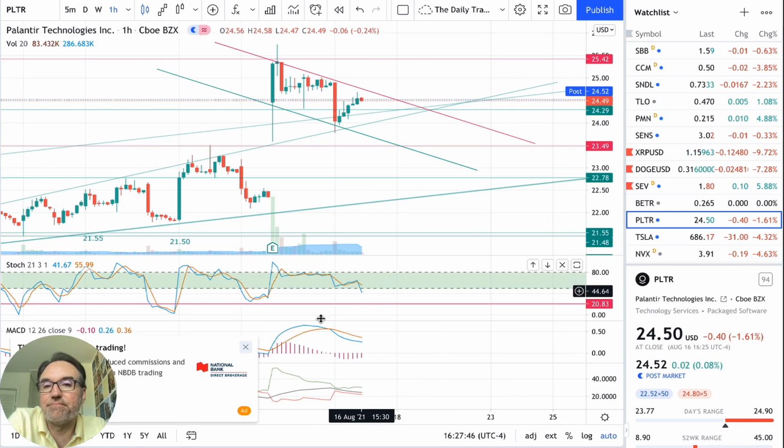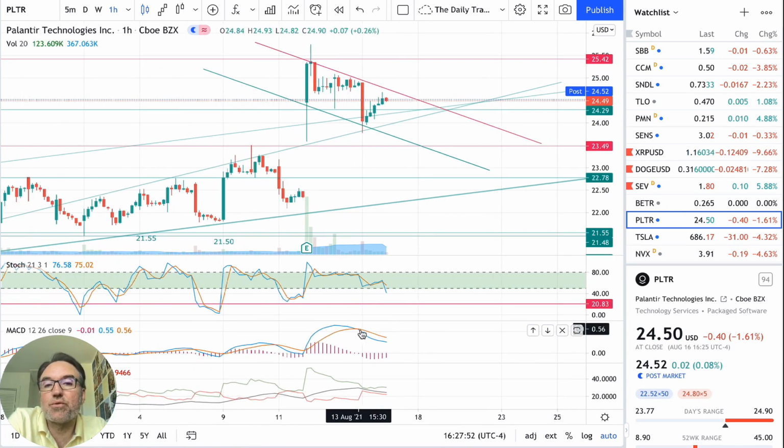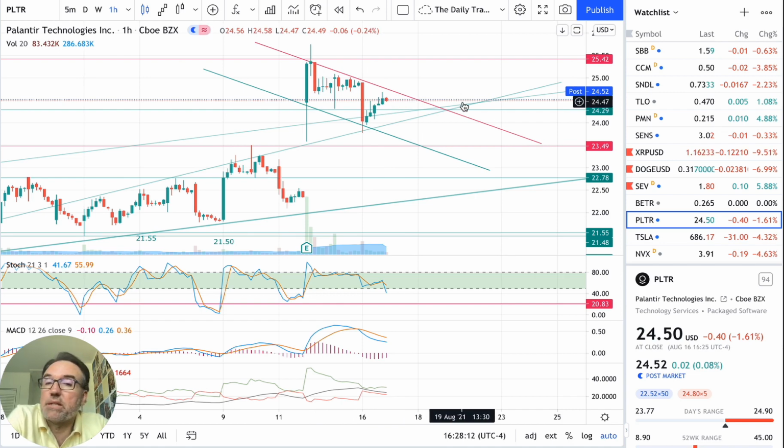Stochastic plunging, even under 50. MACD crossed over negative. DMI is still positive, so not everything is lost. Because the DMI is still positive, we can be just recovering and breaking this resistance here and continuing above 24.30. It's possible. It's also possible that we just come to this resistance and then keep going back down.